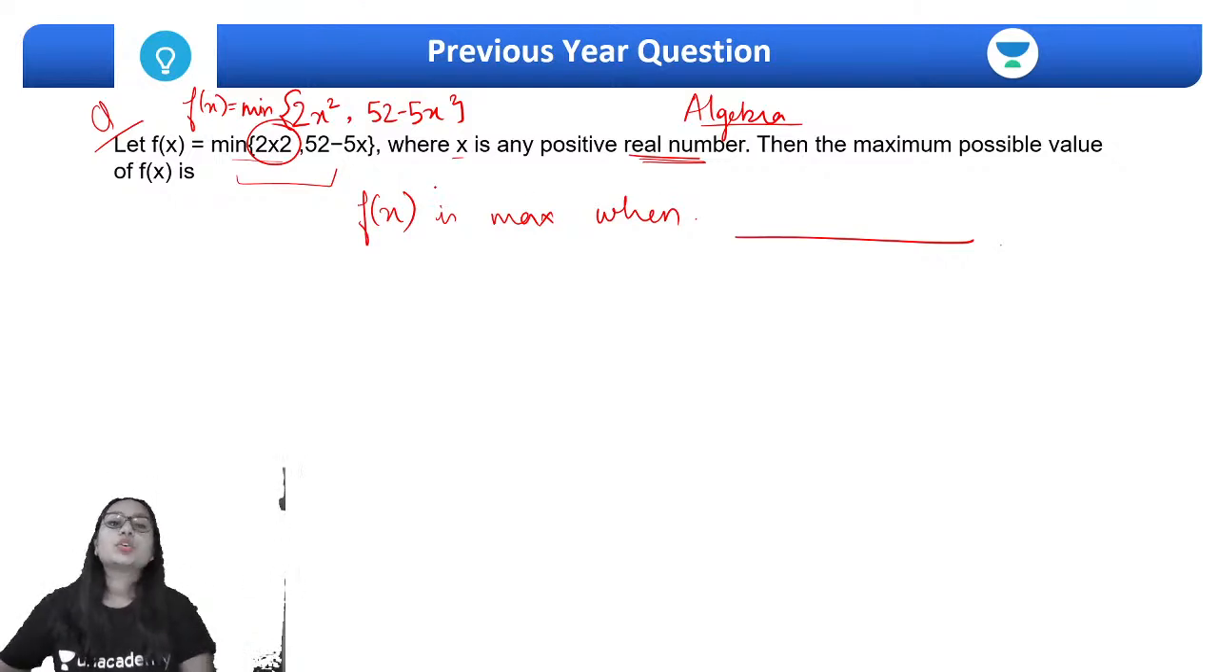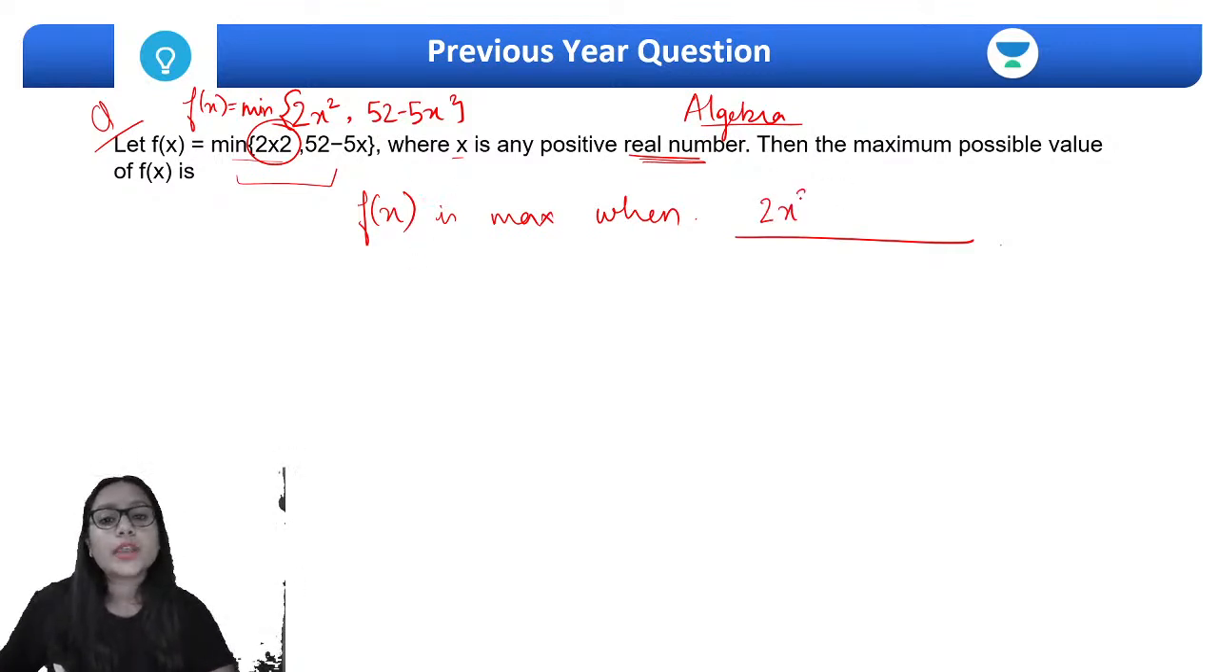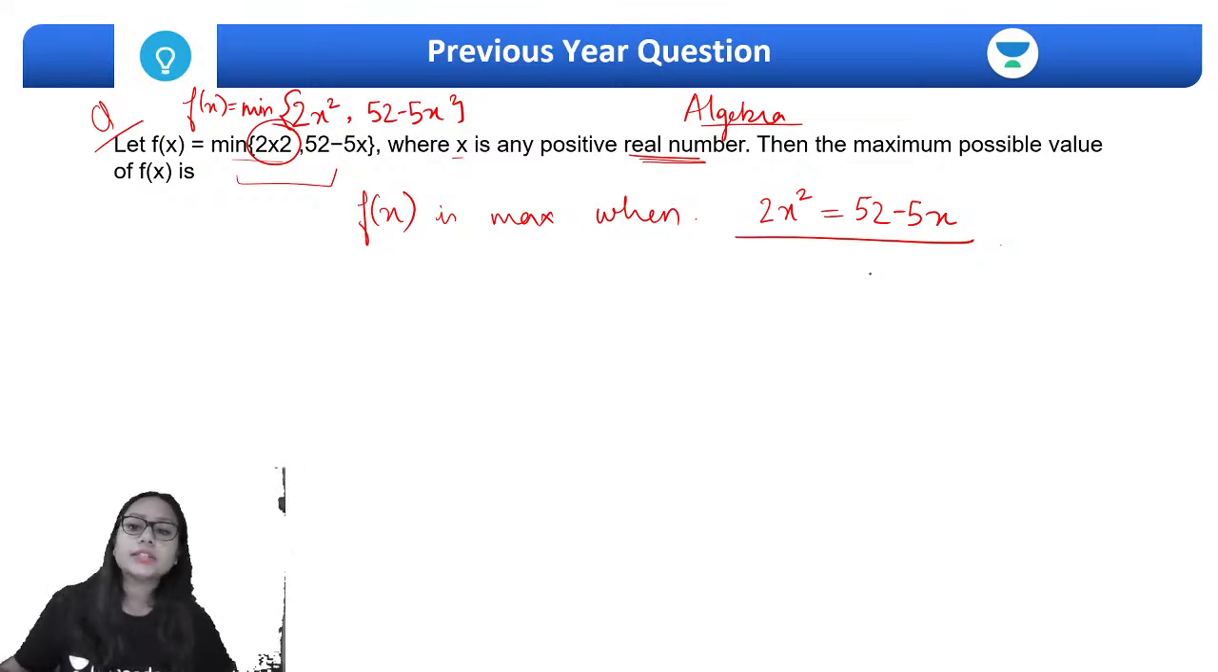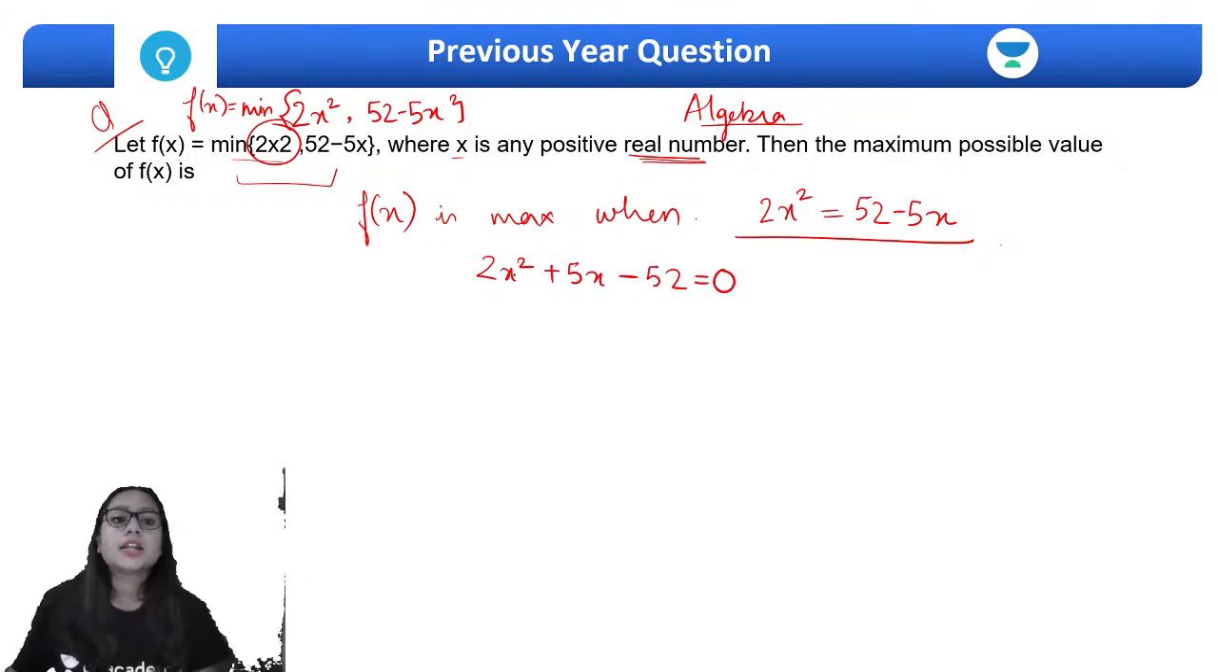Yes. So the value of function f(x) would be maximum when 2x square is equal to 52 minus 5x. So when these two values would be same, then only the function value would be maximum. Now this is a quadratic equation. I can write this in the form 2x square plus 5x minus 52 is equal to 0, right? Solve it and get the values of x.